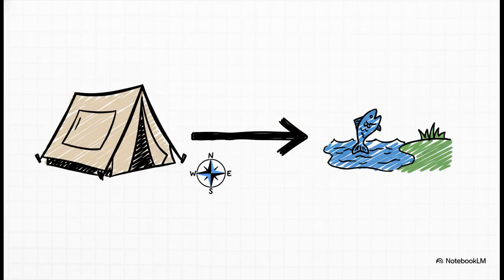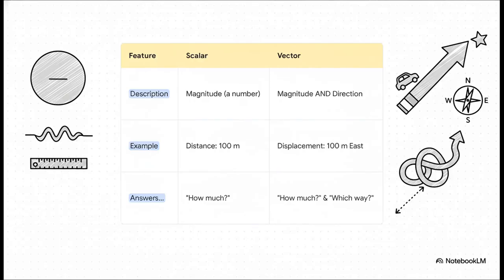So let's jump back to our fishing hole. If I change what I say to walk 6 kilometers northeast, well, suddenly everything just clicks into place. You have the magnitude, that's 6 kilometers, and you have the direction, northeast. You now have a vector, and more importantly, you're going to find those fish. This chart here lays out the key difference just perfectly.